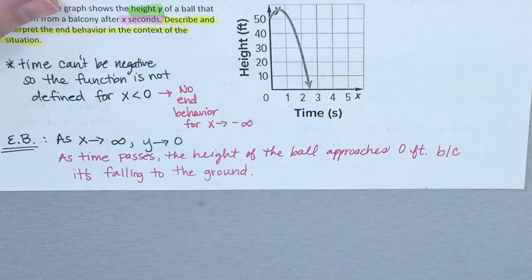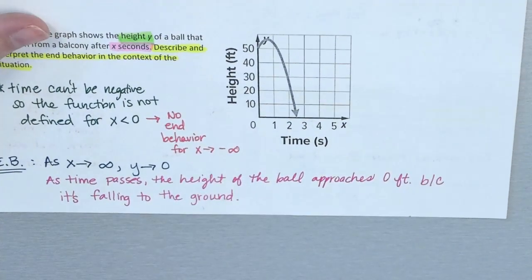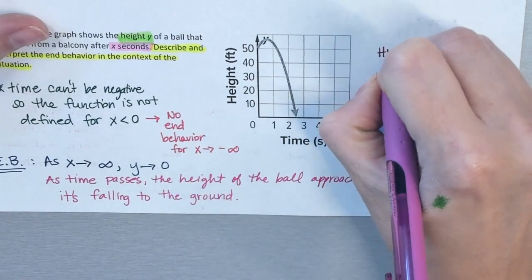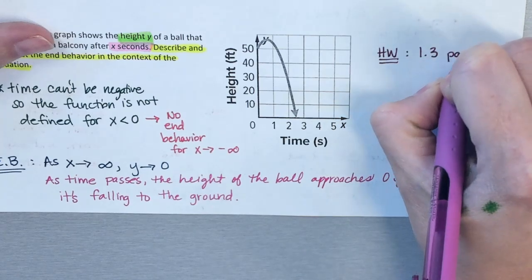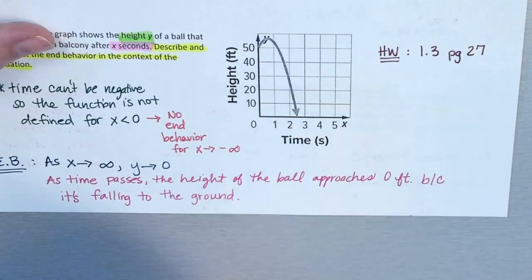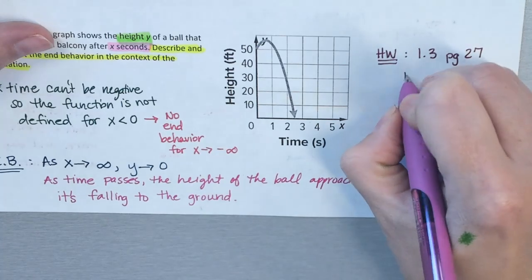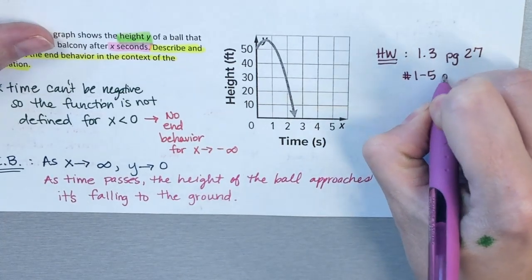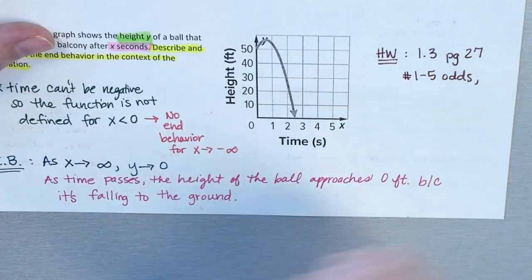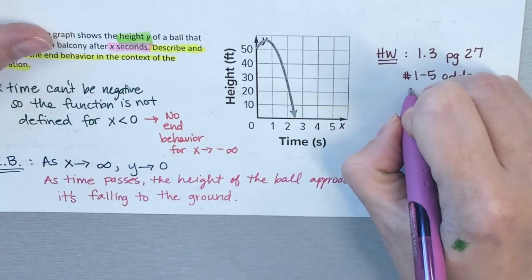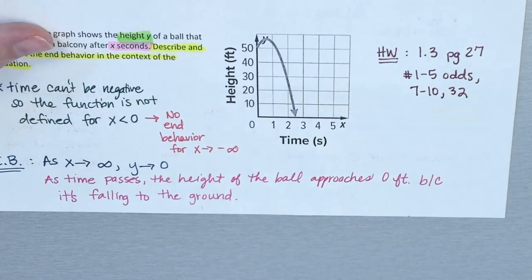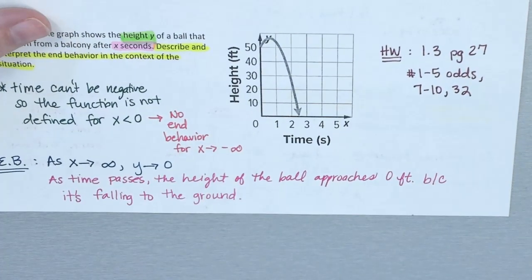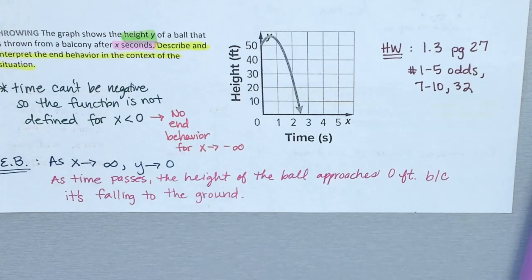Okay, so I'm going to give you some time to work on your homework. Your homework is actually very short and sweet today. Okay, so this is on page 27 of 1.3. You only have to do 1 through 5, the odds. So 1, 3, and 5, 7 through 10, and 32. Okay, and that is due tomorrow in Google Classroom.